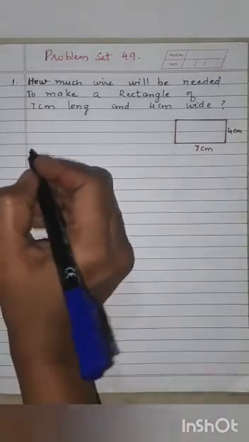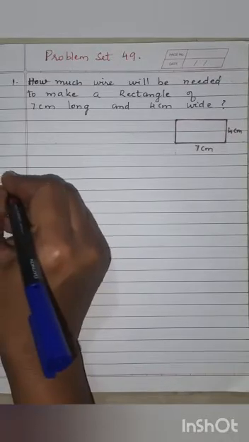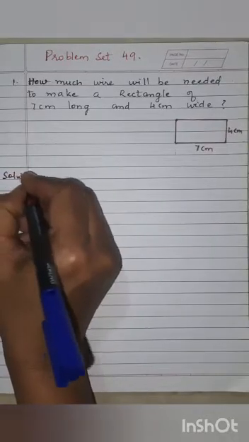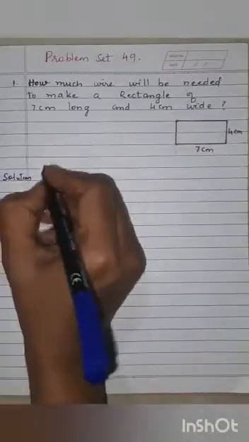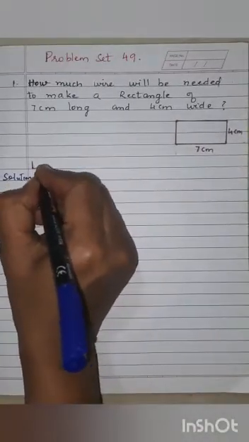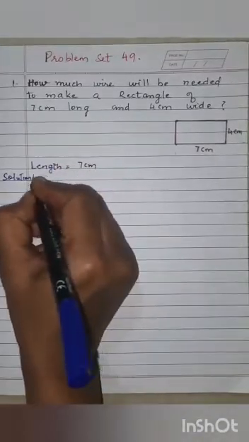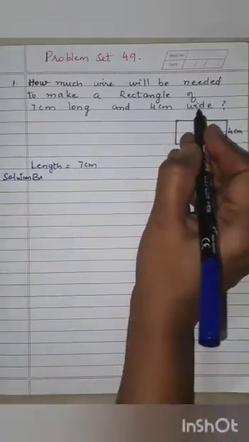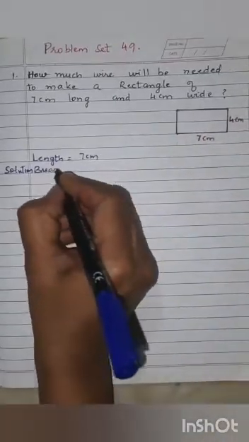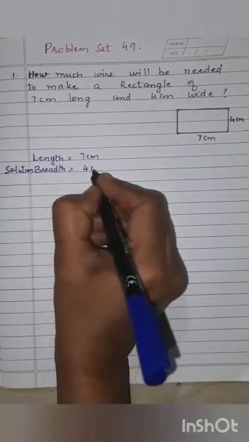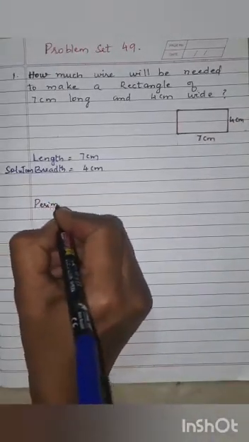So here what we have to do, children, directly we can write it as solution first. Here let me write what is given. Long means it is what, children? It is the length. How much? 7 centimeter. Then what is given here? Wide means it is breadth only. So here breadth is how much? 4 centimeter. So what we have to find? We have to find the perimeter of the rectangle.